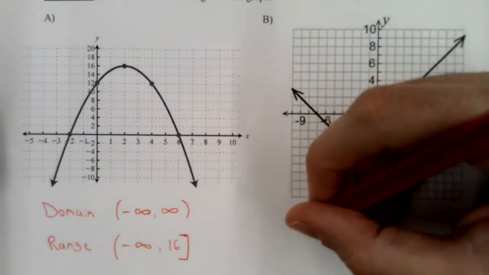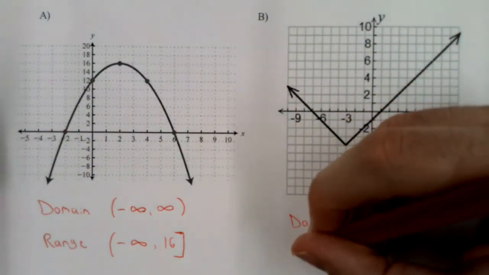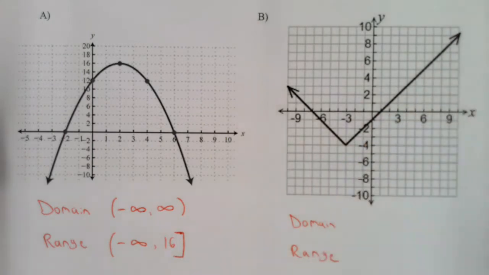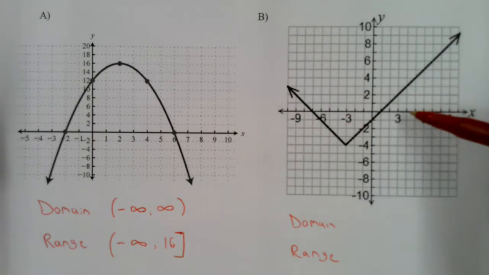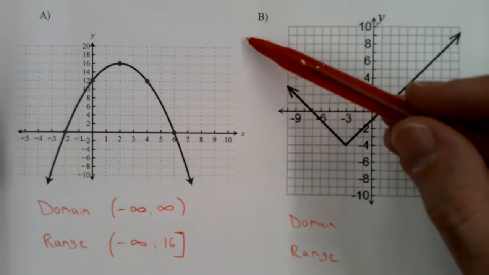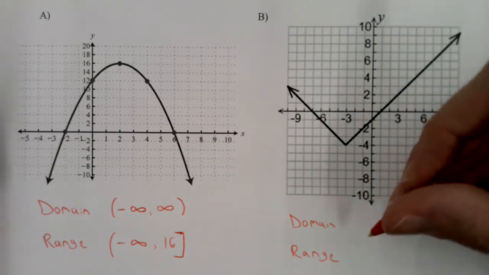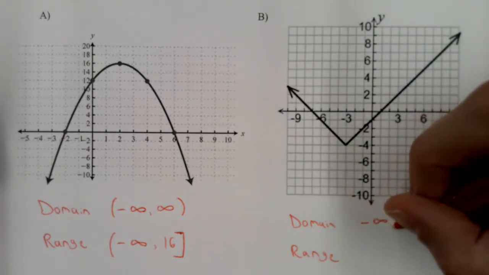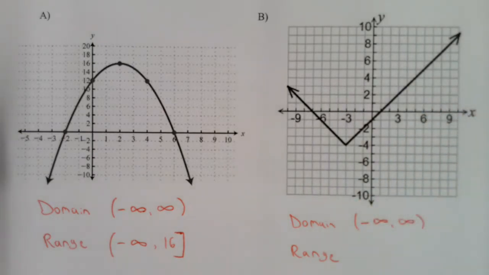Okay, example 1b. Again, domain and range. Domain is for the x values in this graph. What x values are covered in this graph? It's going to keep going to the left, so it's going to cover every x value to the left. And it's going to keep going to the right, so it's going to cover every x value to the right. So again, the domain is from negative infinity to infinity. You always put parentheses next to infinity and negative infinity.